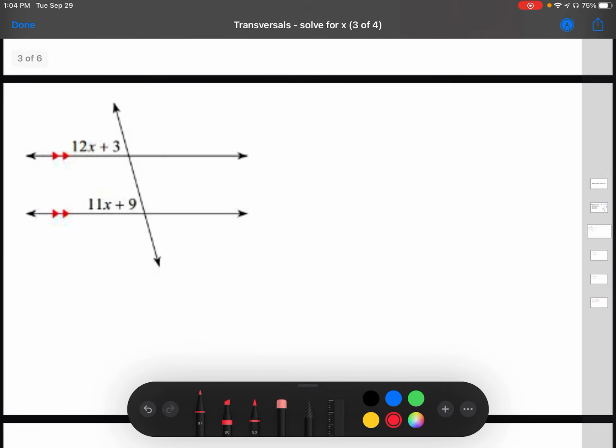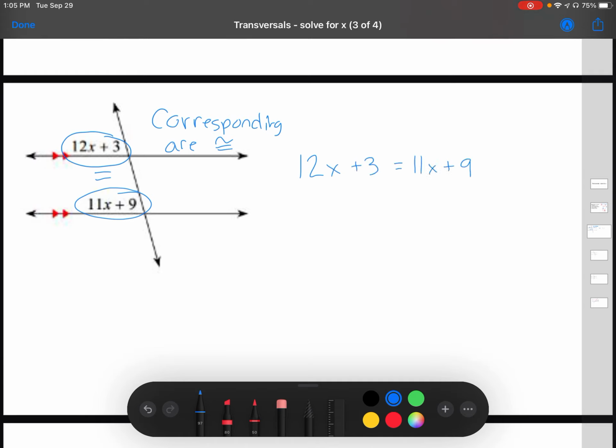So here's our first problem. We want to solve this for x. So first thing you do is identify which angle pair this is. Right, so these are corresponding. And I know corresponding angles are congruent, right, where they're the same. So that means 12x plus 3 equals 11x plus 9. So I'm going to write 12x plus 3 equals 11x plus 9. Right? So that's how we set it up. Once you set it up, you solve for x, just like we did before.